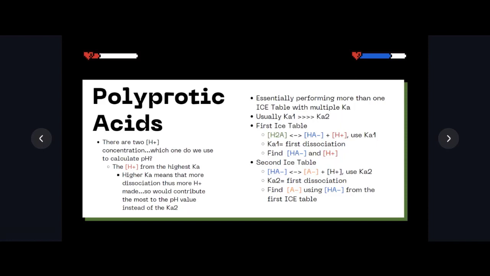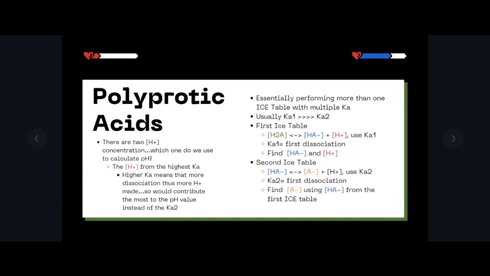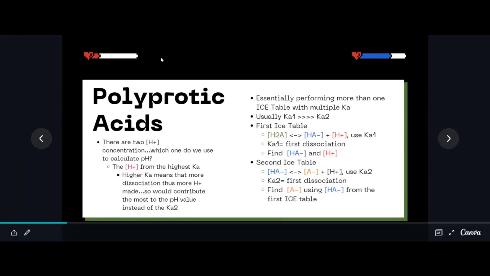Sometimes in this problem, they may ask you to find the pH value. Which one do we use? We use the H plus concentration that we calculated from the highest Ka. Why the highest Ka? When a Ka value is given, it tells you the degree of dissociation of the acid, and a higher degree of dissociation means it's giving off more protons. That contributes more protons compared to the one with the lower Ka. So, higher Ka means more dissociation, thus more H plus made, and it contributes to the pH value instead of Ka2.